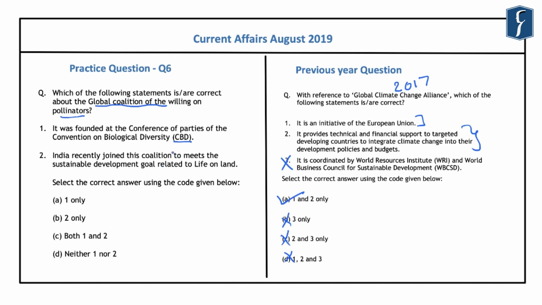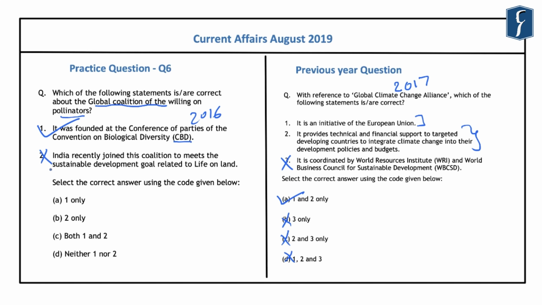Now, if you read about this global coalition, you will find that this coalition of the willing on the pollinators was founded at the 13th session of the Conference of Parties to the CBD, that is the CBD 13. And it was started in the year 2016. And hence the first statement here is correct. Second statement, that is India recently joined this coalition, is incorrect here.